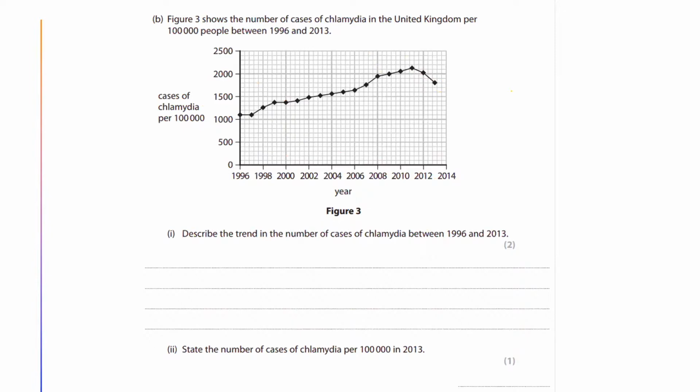So you've got cases of chlamydia per 100,000 people and the year. Describe the trend in the number of cases between 1996, where it starts, and 2013, where it ends. Actually, it reaches a peak between 2010 and 2012 and then goes down. There are 2 marks here, so we need to describe 2 things. These cases are only known because these people visited the doctor, so there are probably more than this. Cases of chlamydia rose between 1996 and 2011. After 2011, cases started to fall.